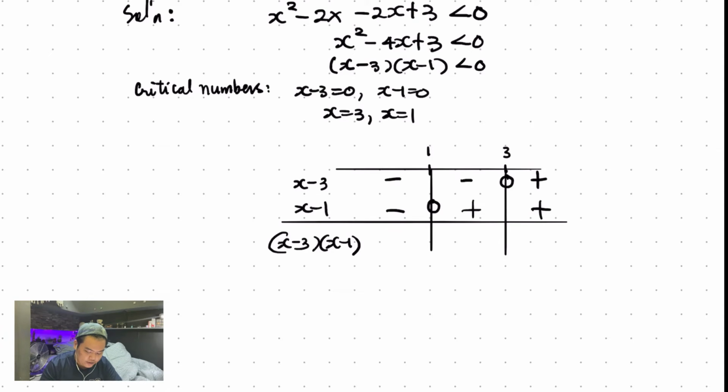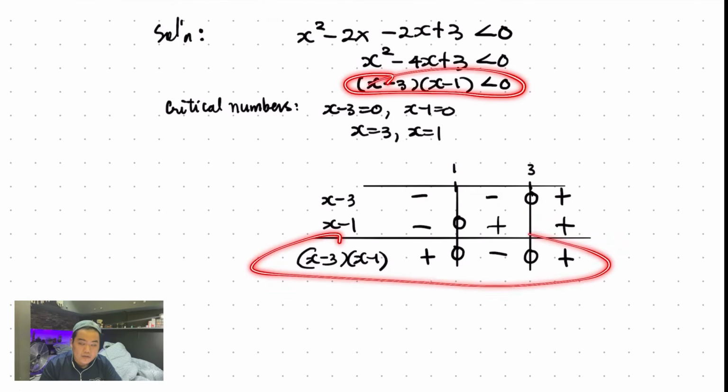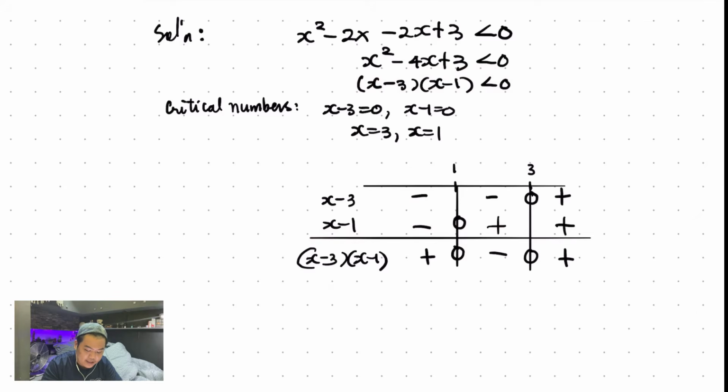So, dito, multiply nyo lang ito, you get positive. Multiply this, you get negative. You multiply this, you get positive. So, ito, something times 0 is 0. 0 times something is 0. Okay? Tapos, babalikan mo, ito yun, diba? Anong gusto mong mangyari sa kanya? Gusto mo siya maging negative. Less than 0. Less than 0 is negative.